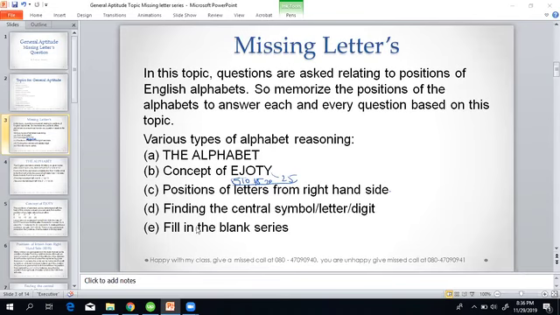The next is finding the central symbol, letter or digit, meaning if two letters are given, we have to find the central middle letter between them. And the last one is the fill in the blank series. Some letters are given and some letters are not there, and we have to fill the blanks. So how to do that type of questions?